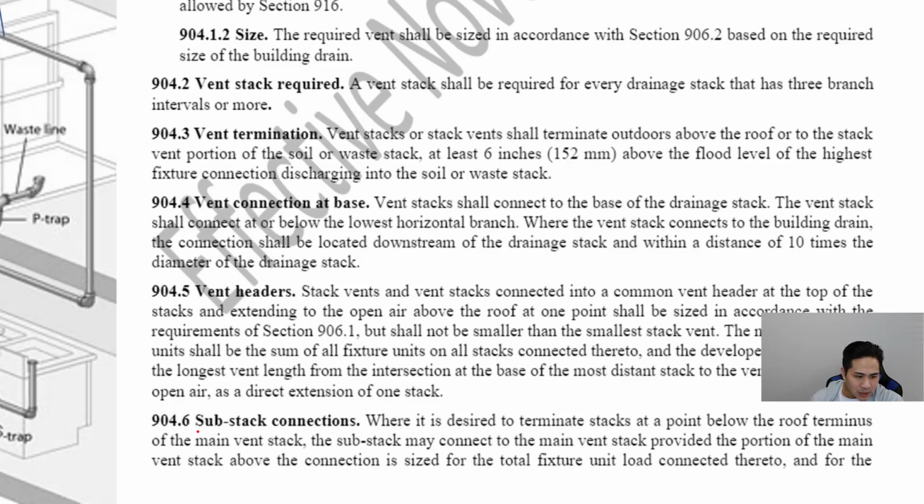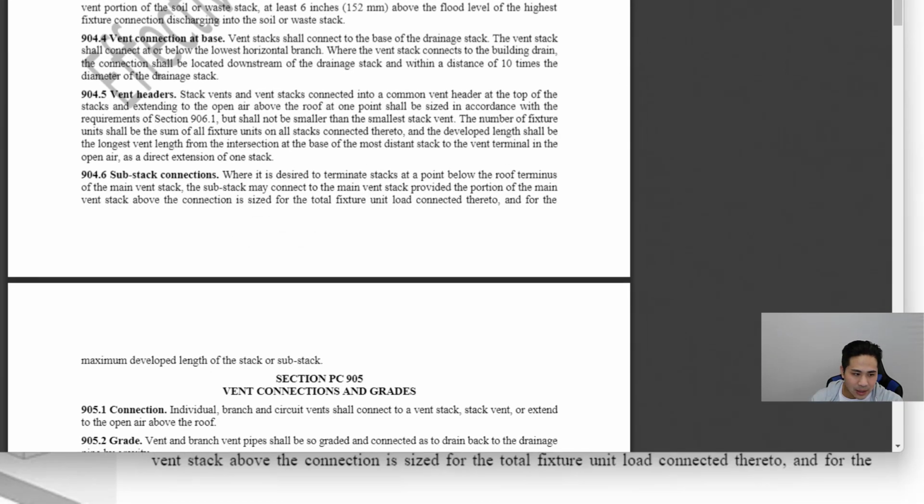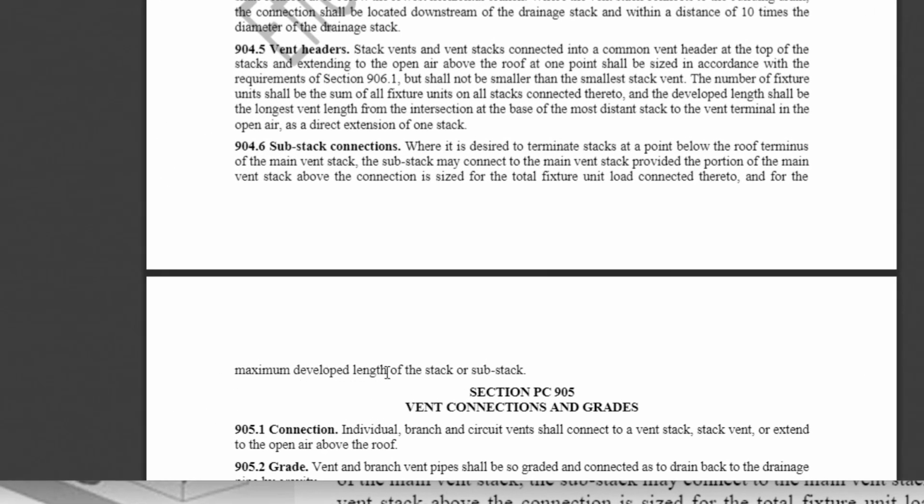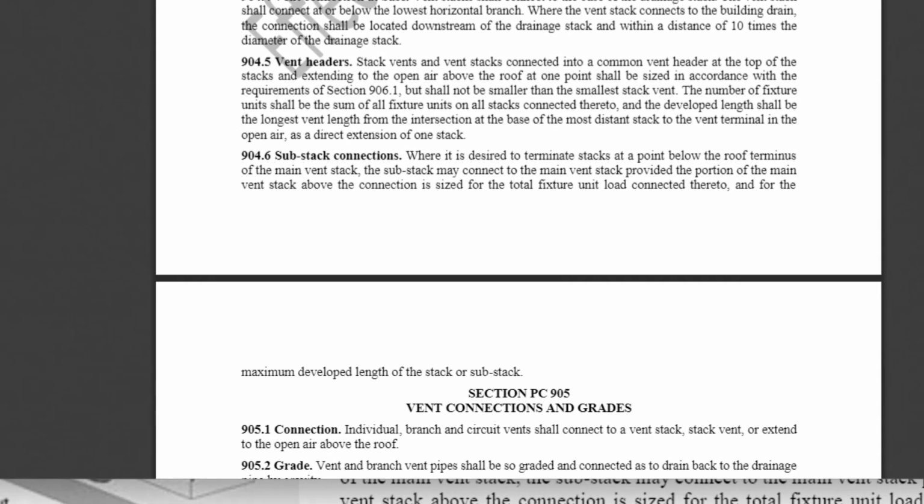So here it mentions substack connections, where it's desired to terminate stacks at a point below the roof terminus of the main vent stack. The substack may connect to the main vent stack, provided the portion of the main vent stack above the connection is sized for the total fixture unit load connected thereto, and for the maximum developed length of the stack or substack.